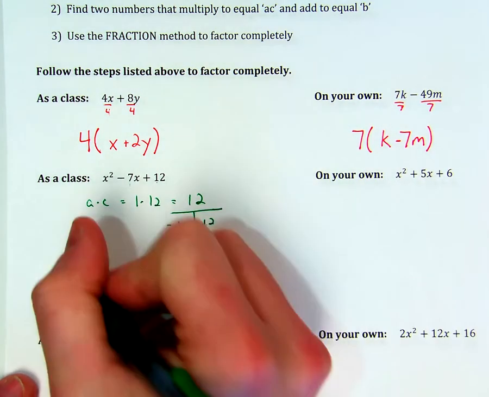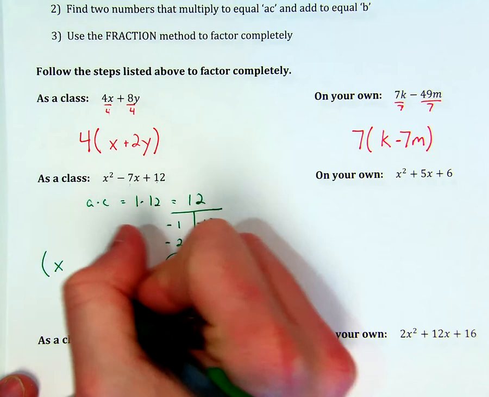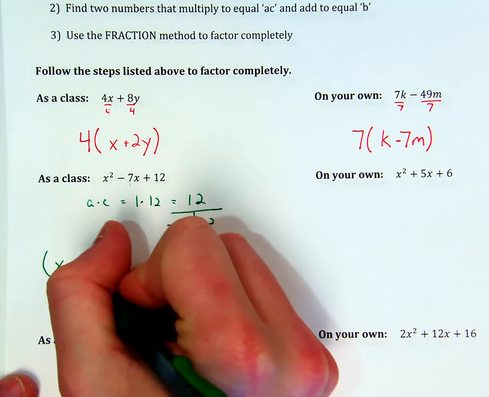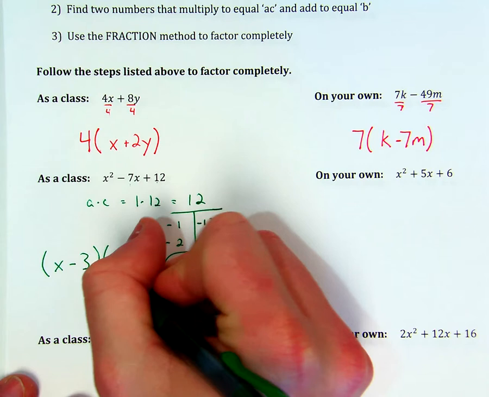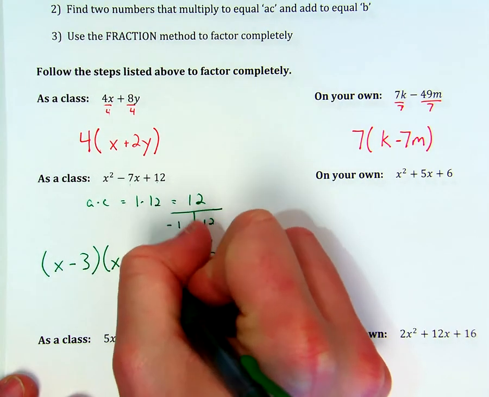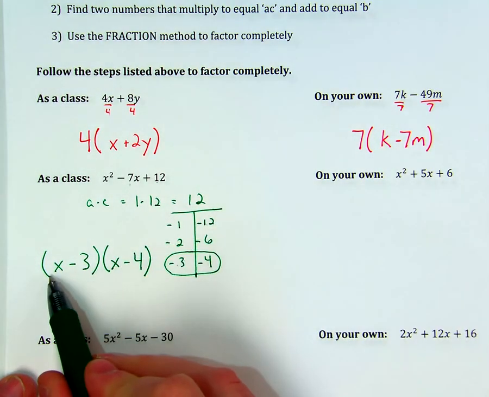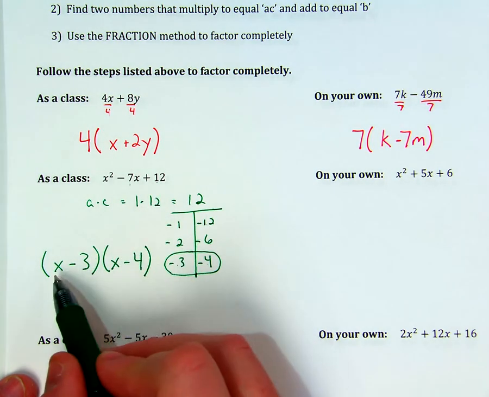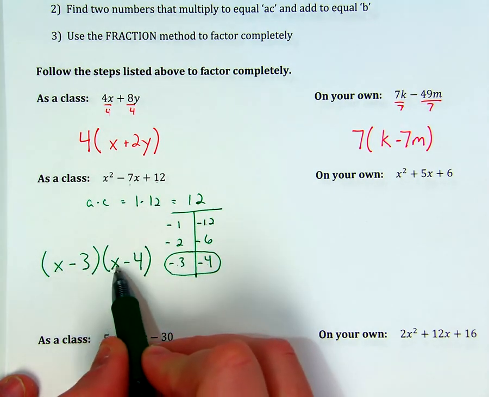To write your answer in factored form, you're going to start with a parenthesis and an x, and write each term after the x. Minus 3, and then we're going to start a new parenthesis for the other term, minus 4. In factored form, this quadratic x squared minus 7x plus 12 is written as x minus 3 times x minus 4.